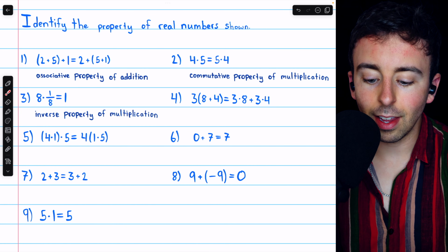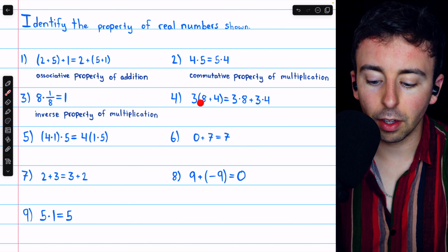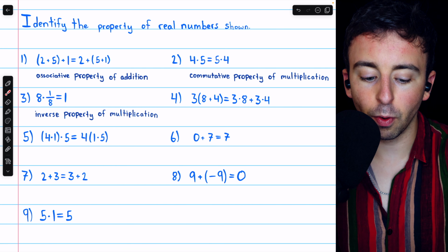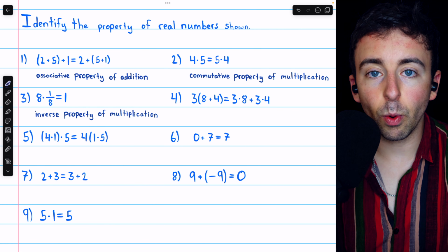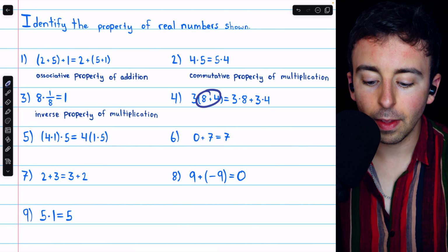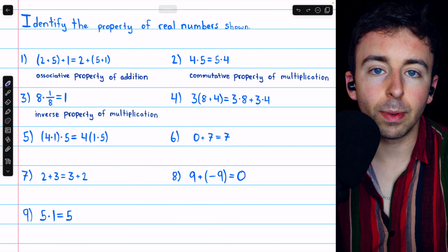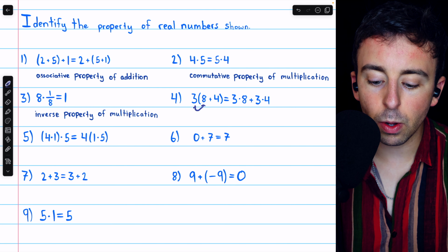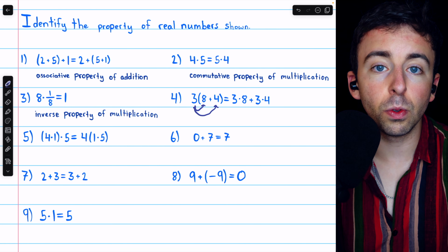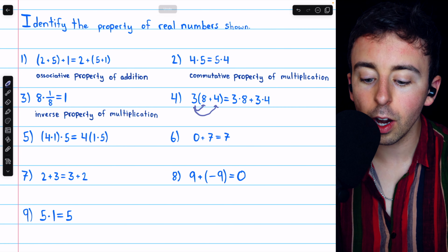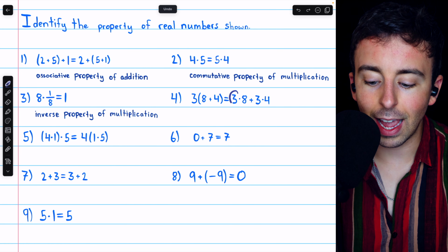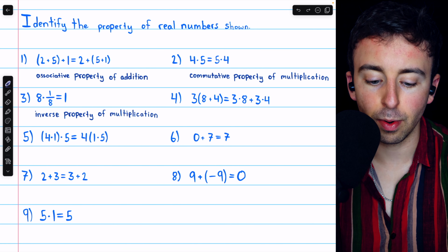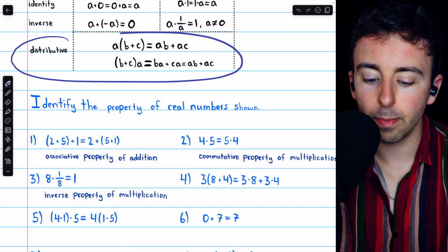The next equation says that 3 times (8 + 4) is equal to 3 times 8 plus 3 times 4. It's easy to see that this equation involves both addition and multiplication, so this must be the distributive property. It tells us how multiplication distributes across addition. To do 3 times (8 + 4), we must distribute the 3 to the 8 and distribute the 3 to the 4. That's the distributive property, which we see in the bottom of the table.